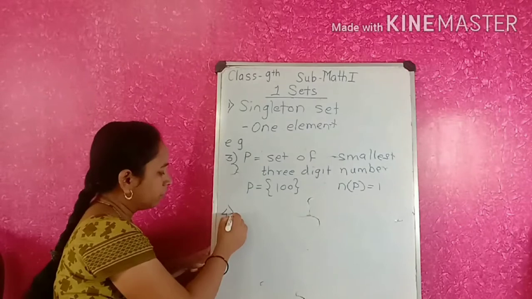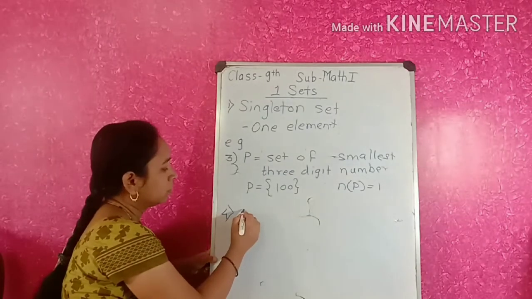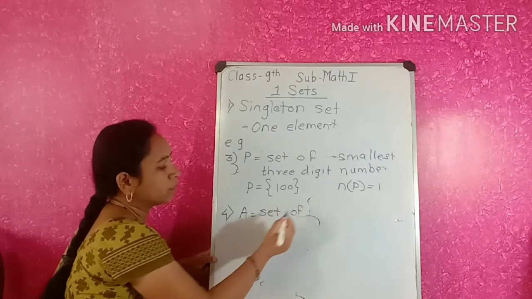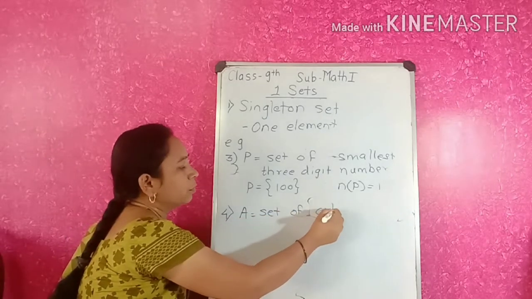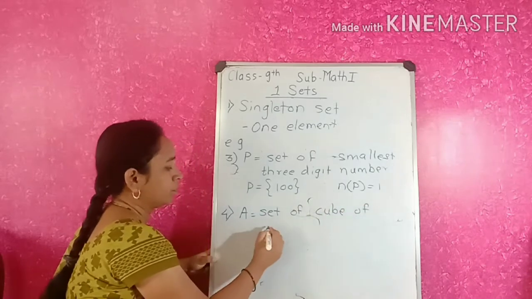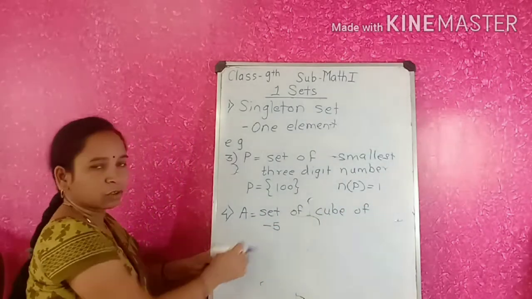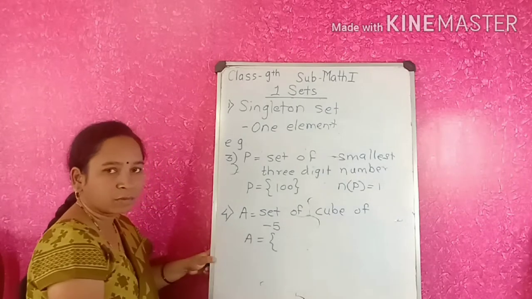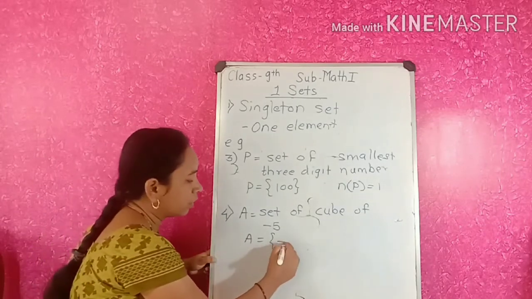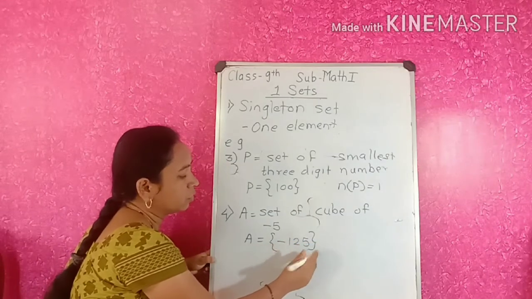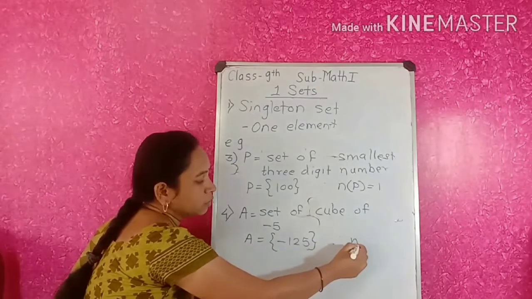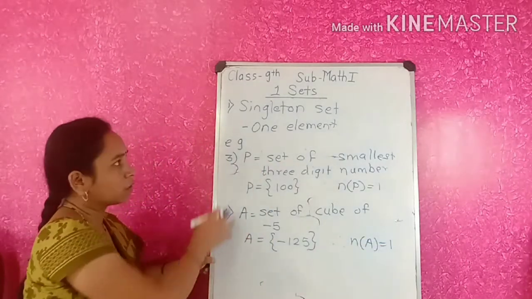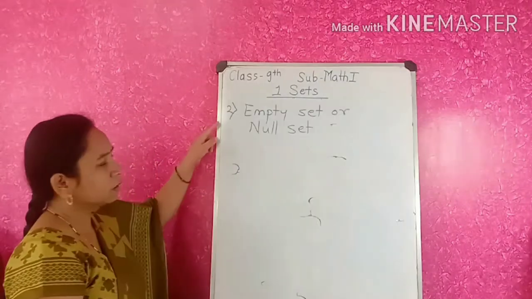One more example. Fourth, A is a set of cube of -5. What is the cube of -5? So A is a set of cube of this. So what is the cube of this? It is -125. So here is also only one number, one element. So n of A is equal to 1. So all these are examples of singleton set.